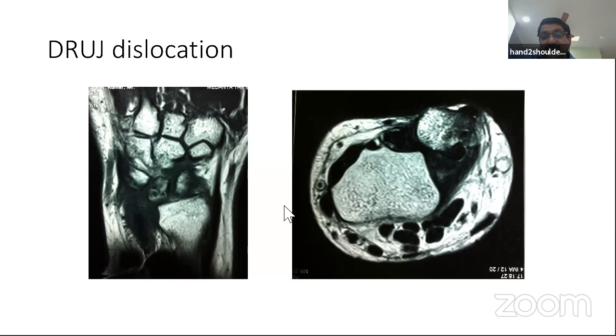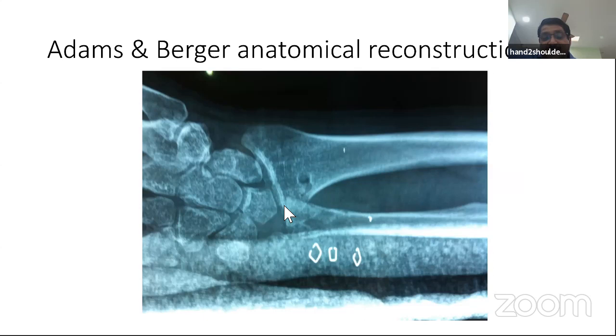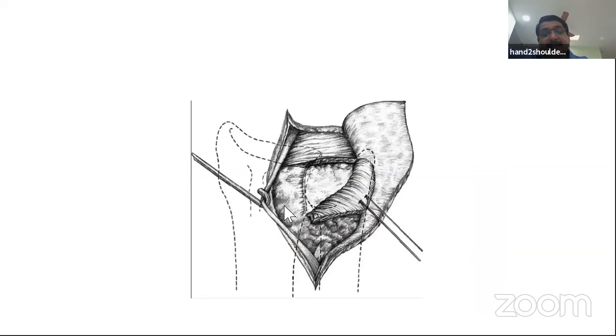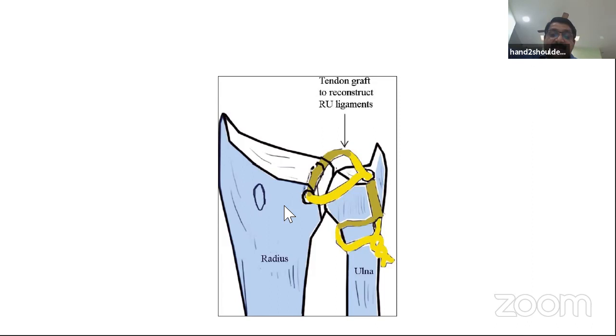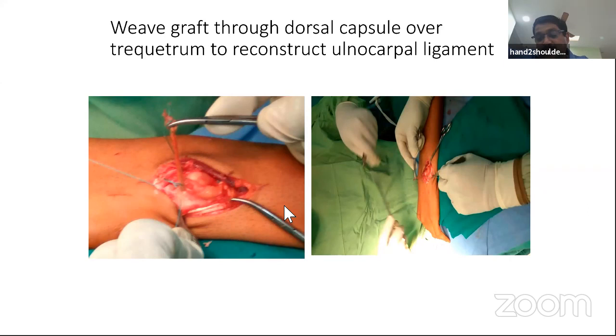dislocation. So what we did was an Adam-Berger procedure, what Anil was talking and Professor Kotwal were discussing. It's a simple procedure when you use a tendon, palmaris longus tendon, through the two tunnels, radius and ulna, and we create a joint. The reason for me to discuss was the other things also, you have to compare the stability.